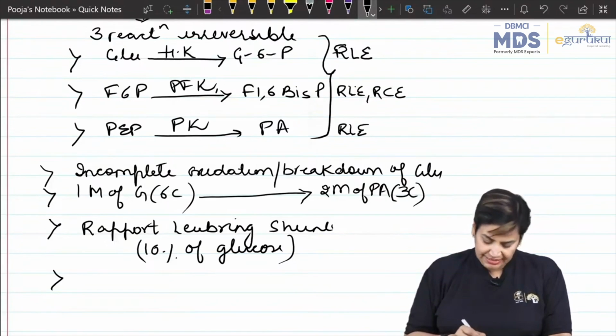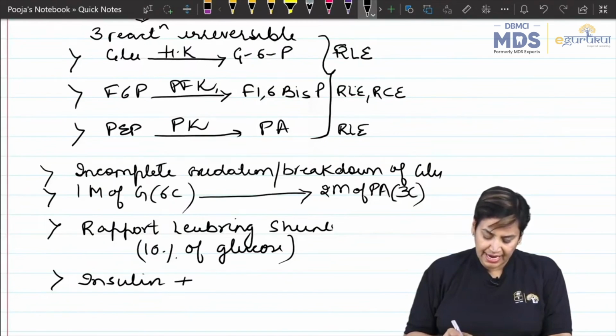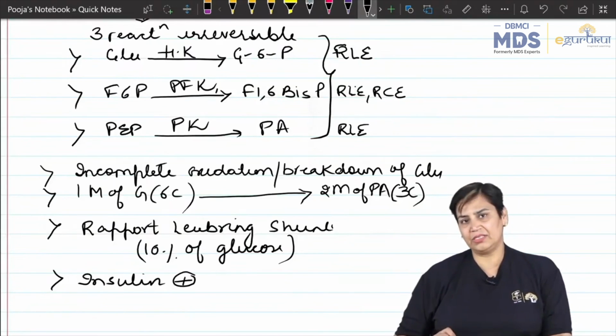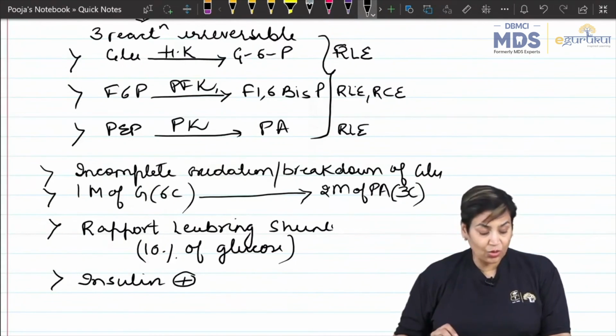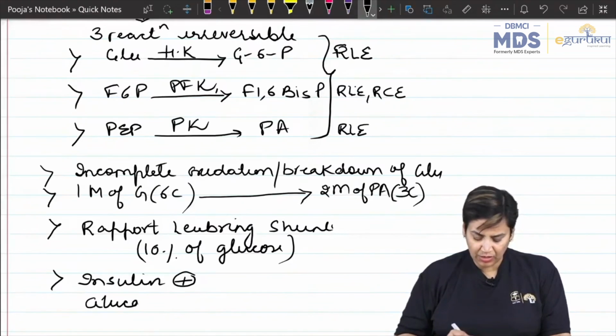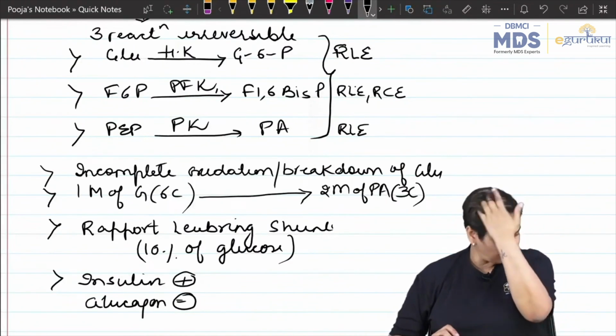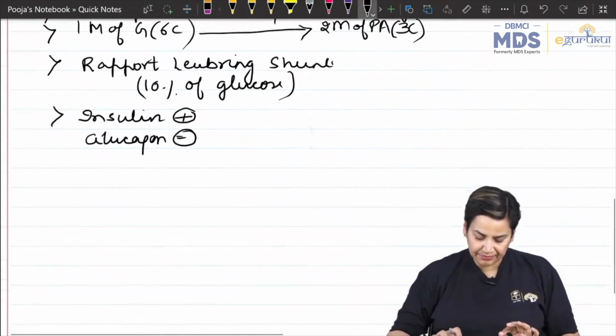hormonal regulation, we can say that insulin, this is very important, insulin always activates glycolysis, and this is an exception also because insulin is an anabolic hormone, but this is the only catabolic process which is accelerated by insulin. So insulin accelerates and glucagon inhibits glycolysis. Right. Then moving on to the reaction.